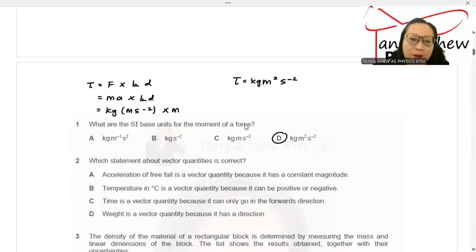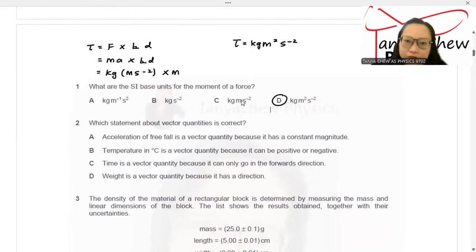Number 2, which statement about vector quantities is correct? First of all, recall the definition of vector quantities. They are the quantities that have not only the magnitude, but also direction. Right, let us look at A. Acceleration of free fall is a vector quantity, which is true because it has a constant magnitude. Yes, it is a vector, but not because it has a constant magnitude. It is a vector because it has a direction, which is going downwards.